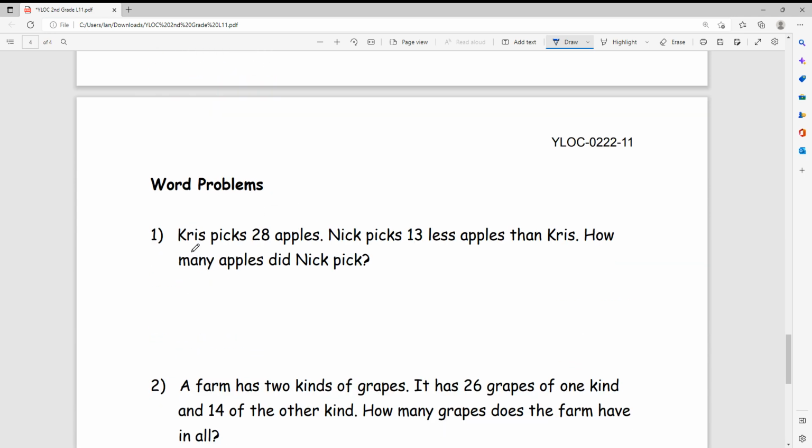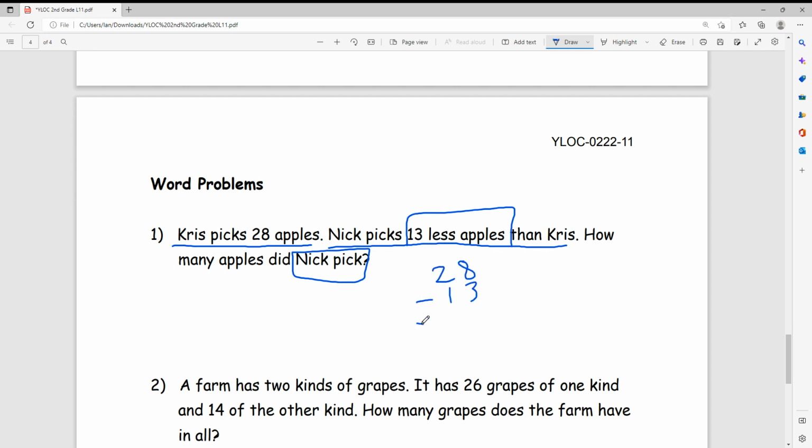Finally is word problem. So it says Chris picks 20 apples. Nick picks 13 less apples than Chris. How many apples did Nick pick? So if he picks 13 less than Chris, that's asking for how many did Nick pick, because it doesn't tell us how many he picked. So we're going to do 28 minus 13.